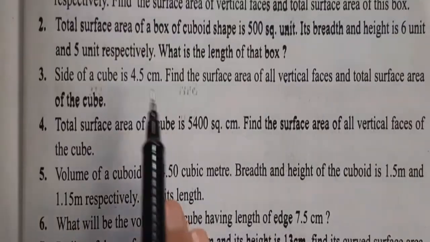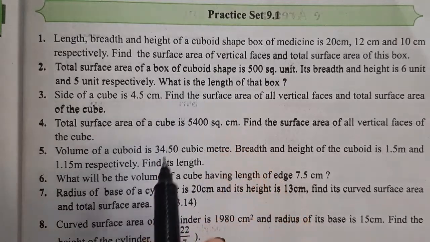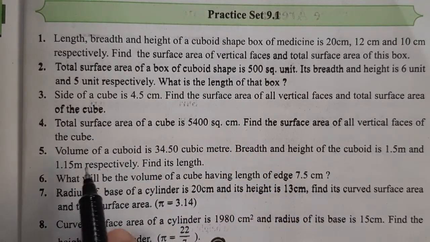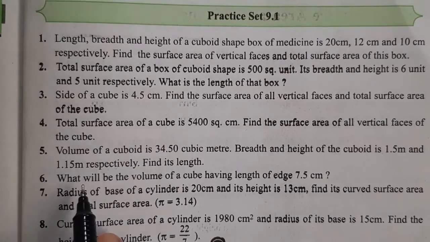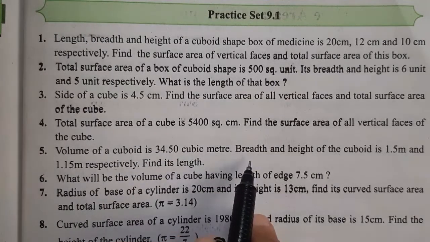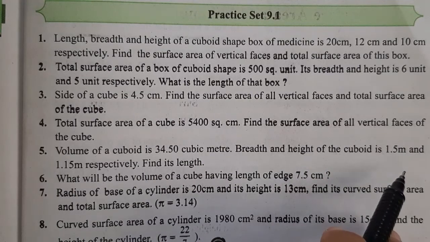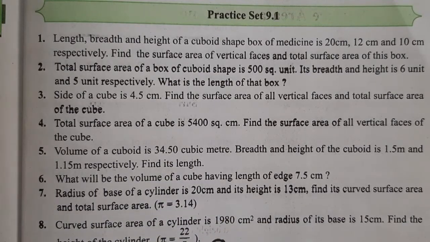Now the second example is also based on the cuboid. So you will try that. One more example based on cuboid, that is the fifth one, I will explain. Volume of cuboid is 34.50 cubic meter. Breadth and height of the cuboid are 1.5 meter and 1.15 meter respectively. Find its length. Now see the solution.